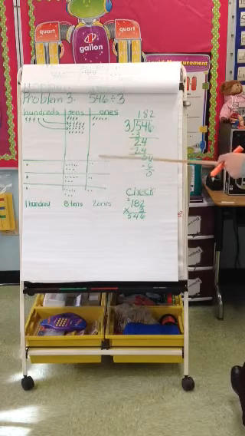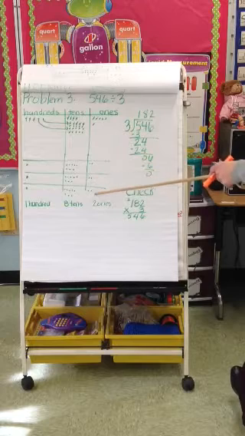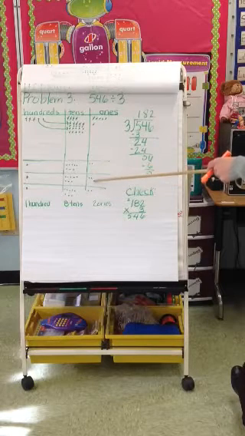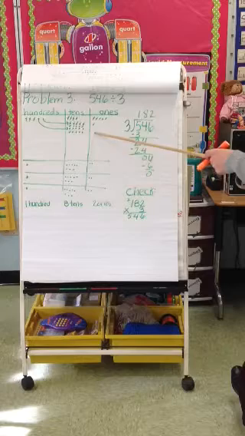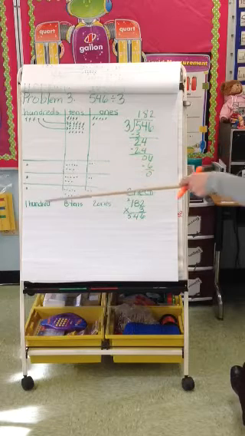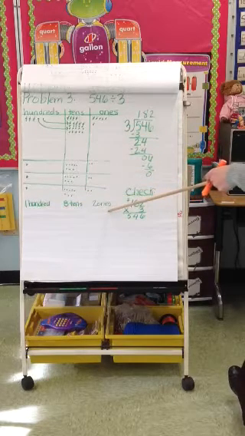Then I went to the ones. I have 3 groups. I ended up putting 1 in each group, crossing them off. There's 2 in each group. 100, 8 tens, 2 ones.